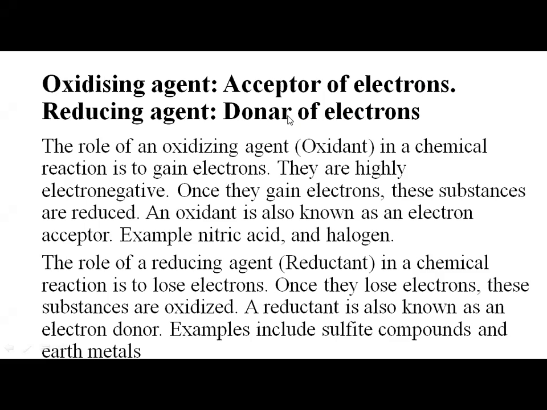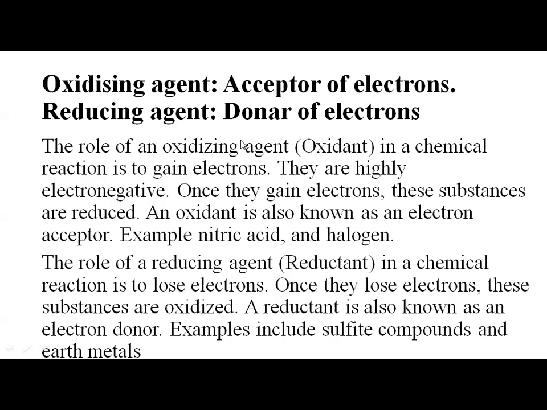So in the previous class, we have discussed oxidation, reduction, what is a redox reaction, and what are the applications of redox reactions. Now moving to what is an oxidizing agent and what is a reducing agent. An oxidizing agent is said to be an acceptor of electrons and a reducing agent is a donor of electrons. So let us see what we mean by it. We need to understand this in a very proper manner. Then only will we understand oxidation and reduction and therefore redox reactions.